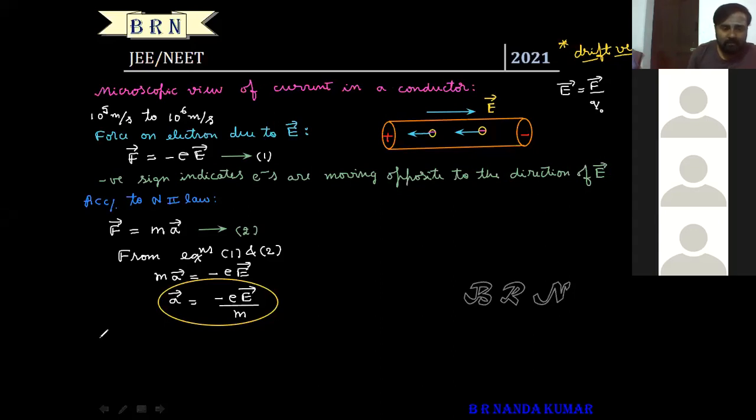Now we have to use the first kinematic equation. By using the first kinematic equation, can anyone tell me what the first kinematic equation is? V is equal to V naught plus A. Very good. In vector form, V vector is equal to V naught vector plus A vector into T.